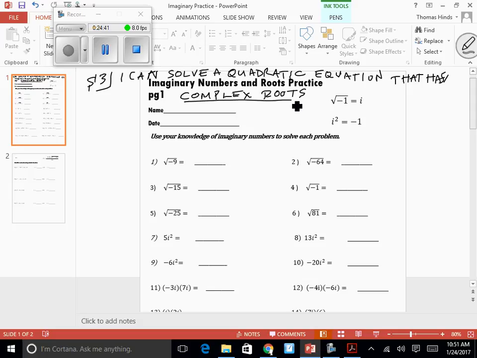Please write this down: a plus bi. Write that down. Is i the imaginary number? Yes. Below roots, please write down 0.